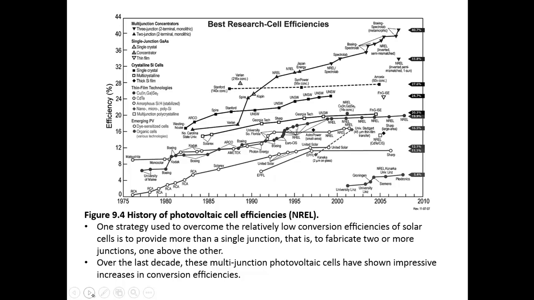So one strategy used to overcome the relatively low conversion efficiencies of solar cells is to provide more than a single junction. That is, to fabricate two or more junctions, one above the other. Over the last decade, these multi-junction photovoltaic cells have shown impressive increases in conversion efficiencies.